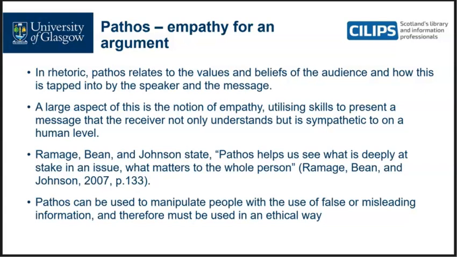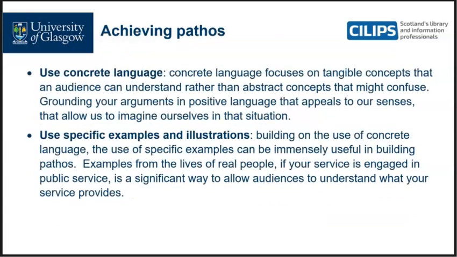Ramage, Bean and Johnson state that pathos helps us see what is deeply at stake in an issue, what matters to the whole person. Now, it's also important to recognise that pathos can be used to manipulate people with the use of false or misleading information, and therefore it must be used in an ethical way. So how do we achieve pathos?